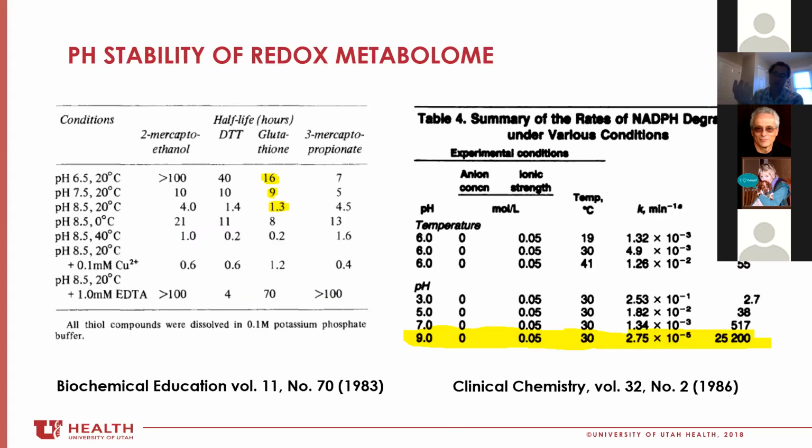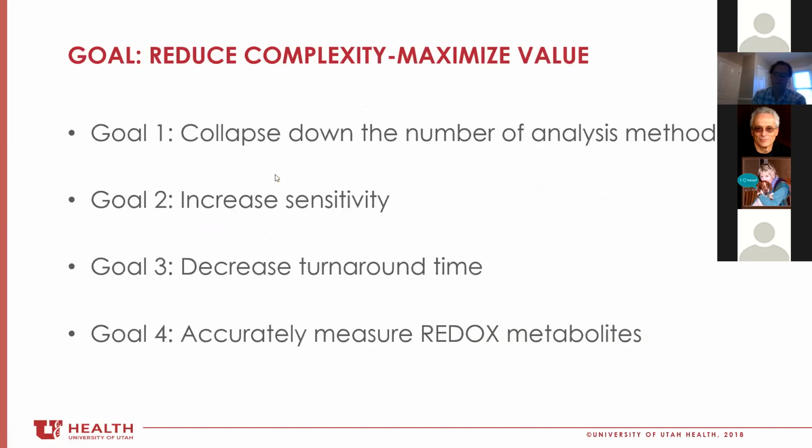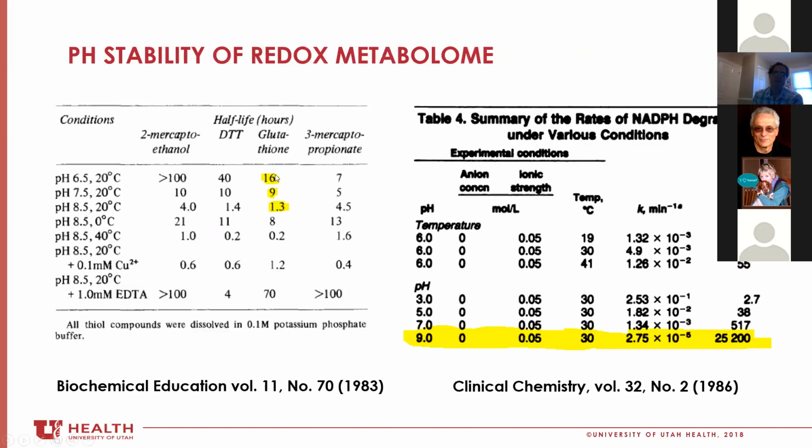And this is just to illustrate the pH stability of the redox metabolome, which I'll go to in a minute. As I said previously, glutathione has pretty good pH stability at 6.5, but it completely falls apart, or oxidizes, at higher pH, and the opposite is true for NADPH.